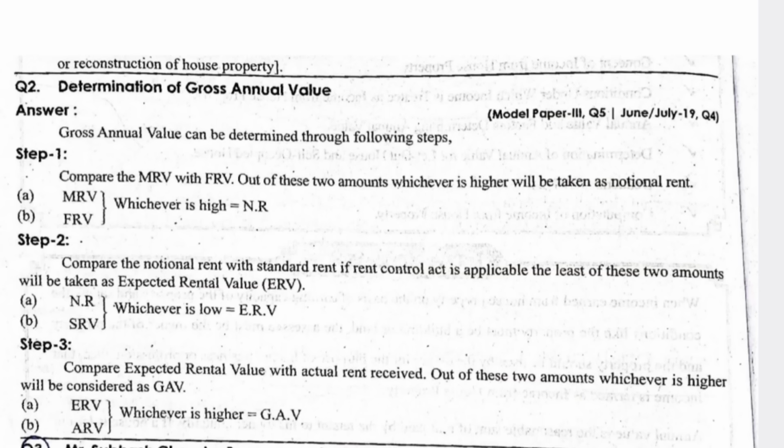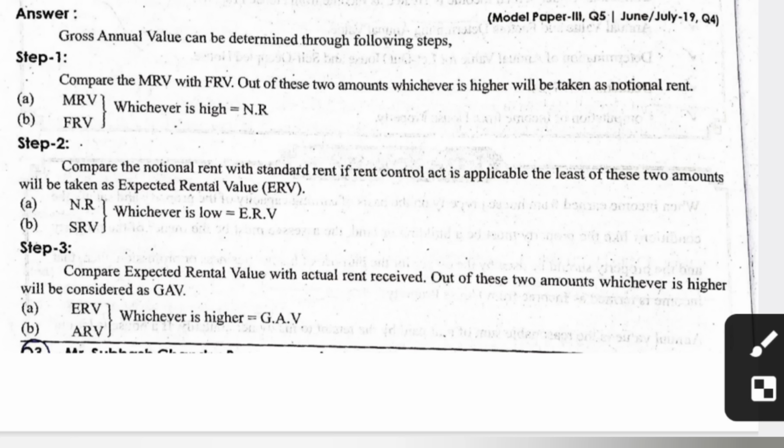Okay, so next, how you need to do calculation of GAV. We need to do calculation of gross annual value under 3 steps. The first step is MRV and FRV. MRV stands for municipal rental value. Take a note of that, whatever I am saying in this video. Take a book, take a pen and write. MRV stands for municipal rental value. FRV stands for fair rental value.